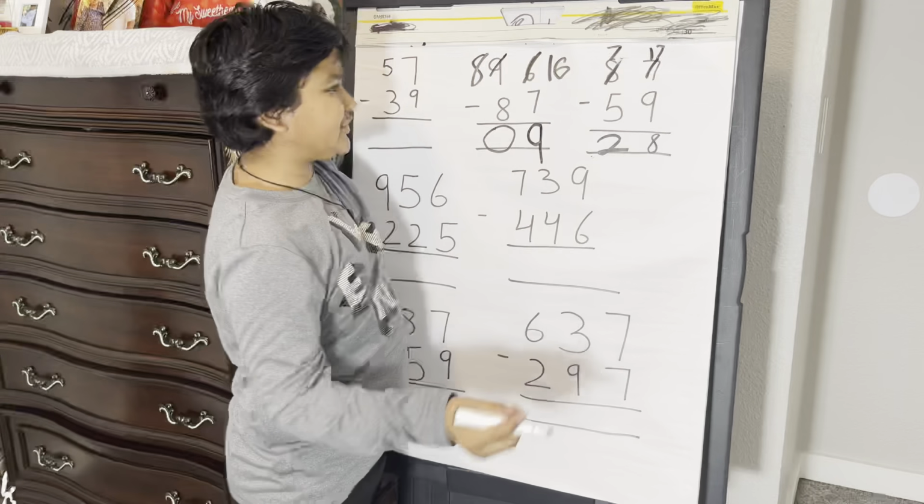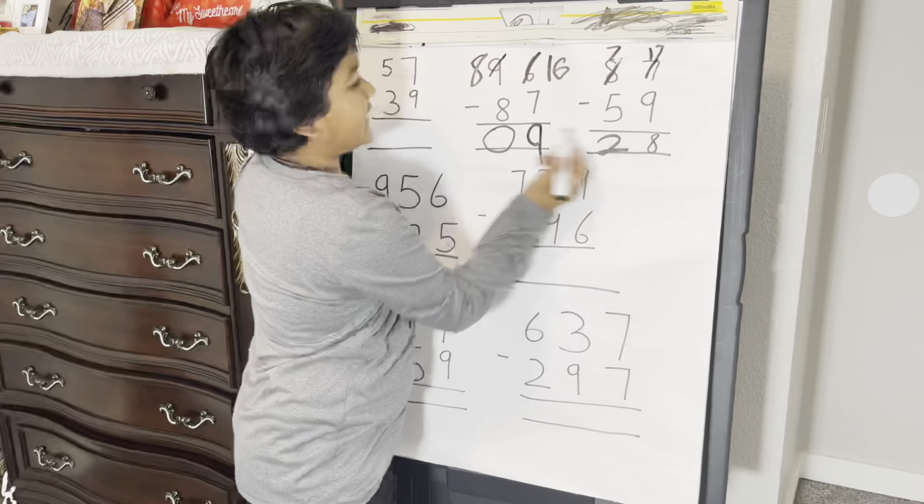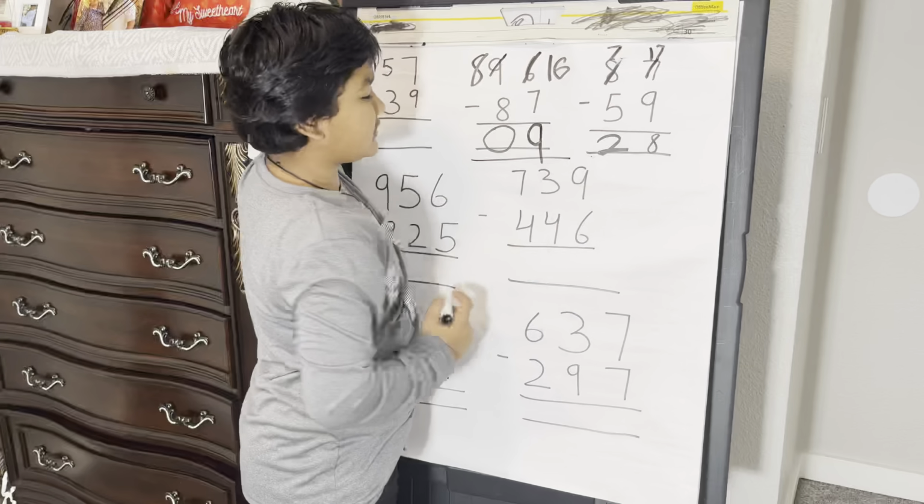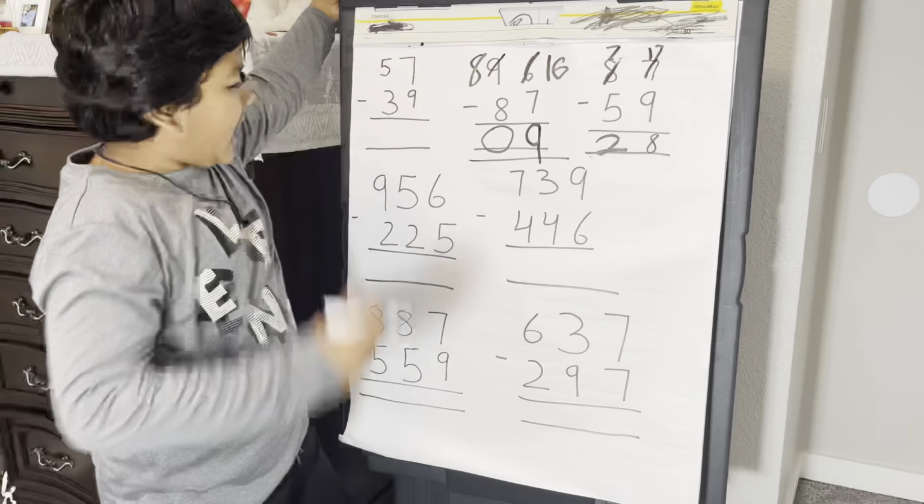So for your question on 87 minus 59 equals 28, and your question on 96 minus 87 equals 9.